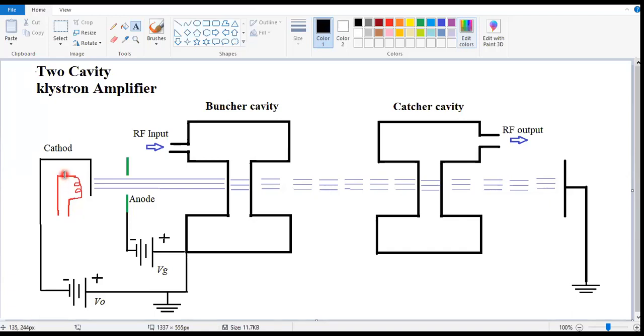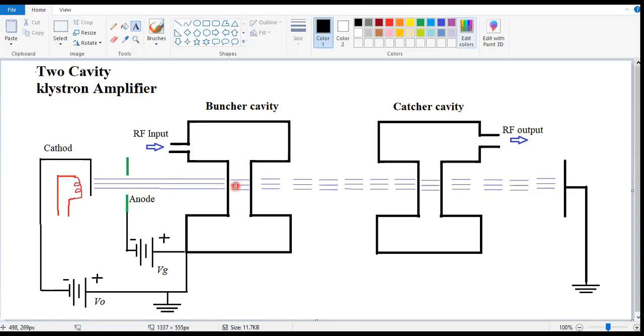An electron injected from a cathode arrives at the first cavity with uniform velocity. This is the cathode, and this is the anode. This cathode has a heater, that is the electron gun, and this electron gun generates the electrons. The three blue lines I have shown are the electrons continuously going with a constant velocity to this cavity.